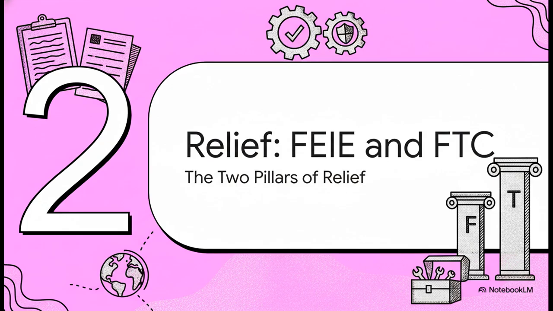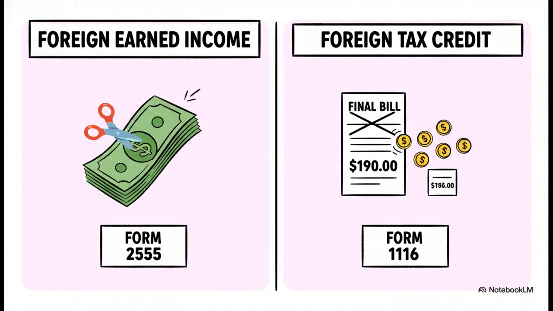Okay, on to our next section, relief, FEIE and FTC. These are the two pillars of relief. To deal with this double taxation problem, Congress came up with two main ways to give expats a break. Think of them as the two primary tools in the toolbox. Now this is where it gets really interesting, because these two tools work in completely different ways.